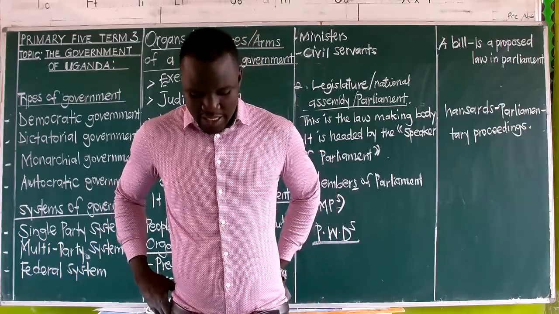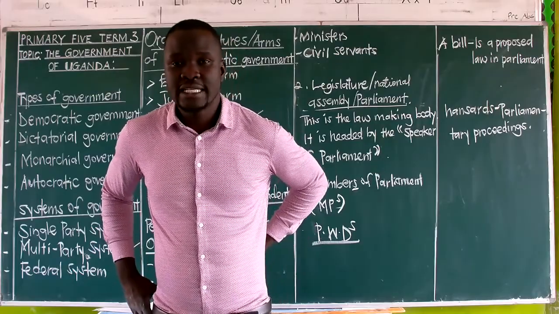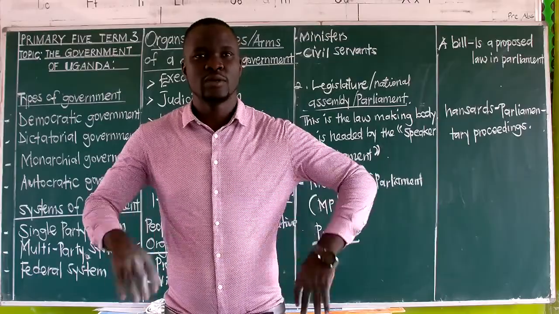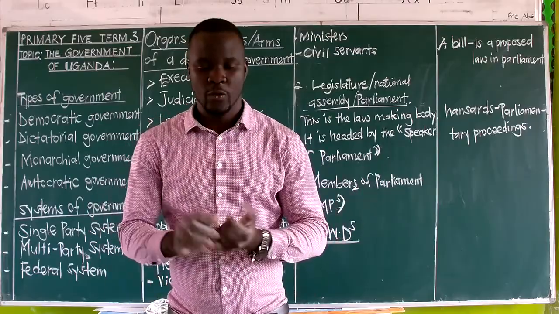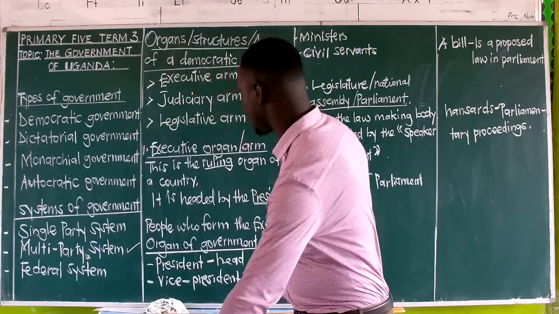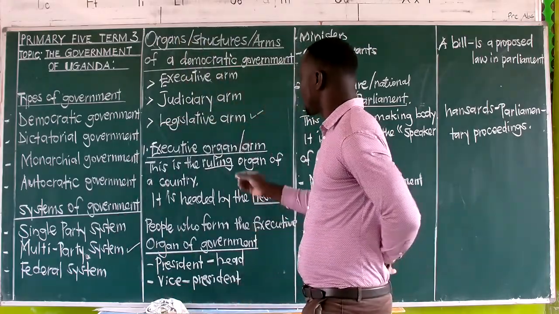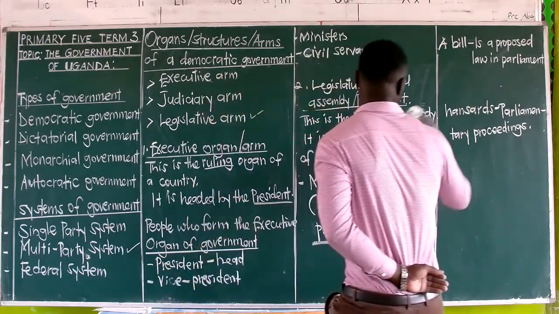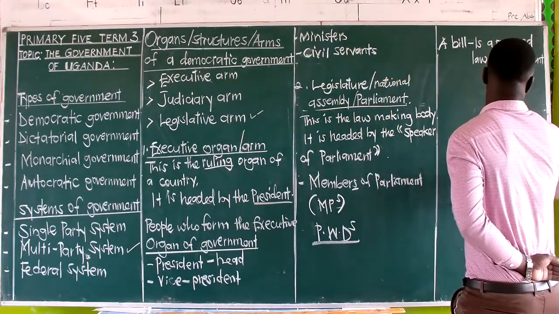Lastly, we shall be looking at our last organ of government, that is what we call the judiciary. We are done with the executive and legislature. We are now on the last, which is the judiciary organ of government. So we are going to have our judiciary here.